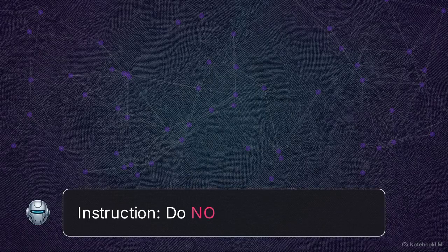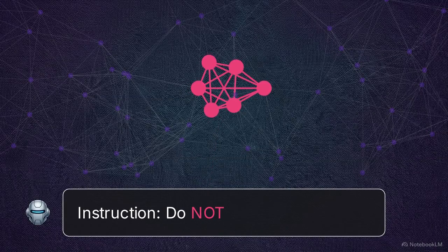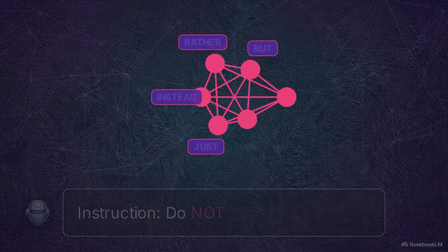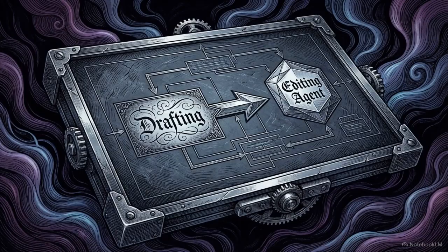Look at this probability matrix. When you input a negative rule into the context window, you actively prime the model with the exact vocabulary you hate. The model's statistical drive to use those forbidden structures actually spikes. To fix this, you have to shift your workflow.